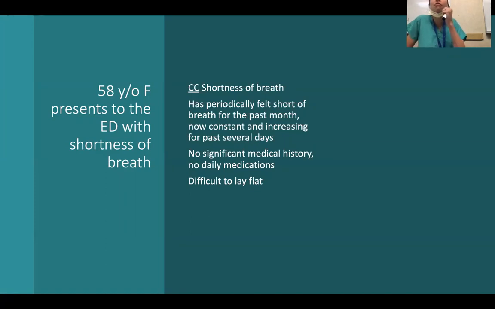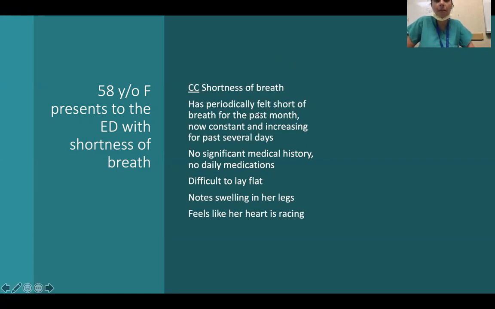But she has been now finding it difficult to lay flat. That's why she came in. Last night, she couldn't get comfortable and just really didn't sleep well at all. She also notes some swelling in her legs and feels like her heart is racing. So, any other questions before we go back to those vital signs?